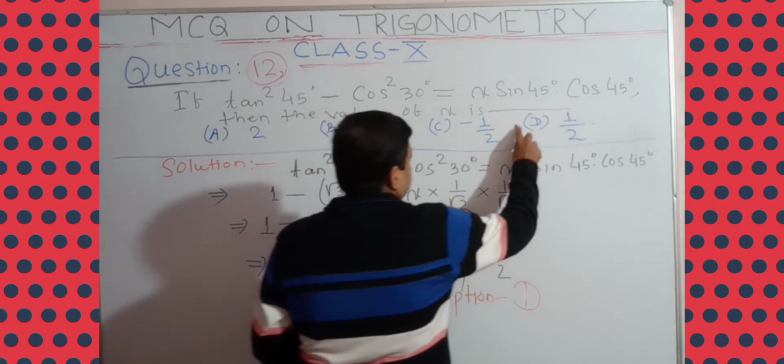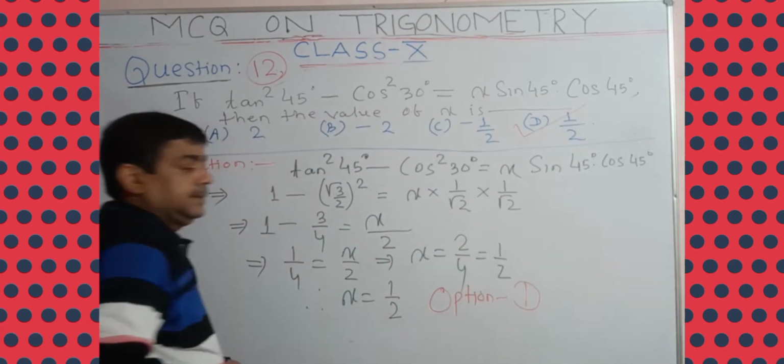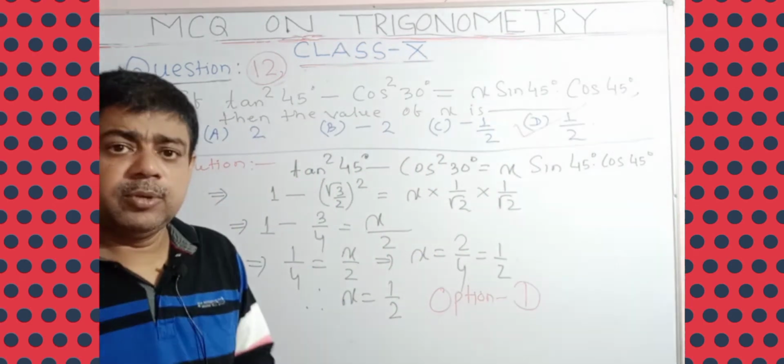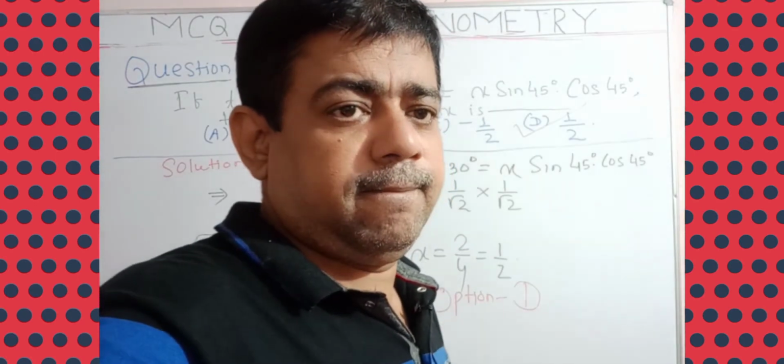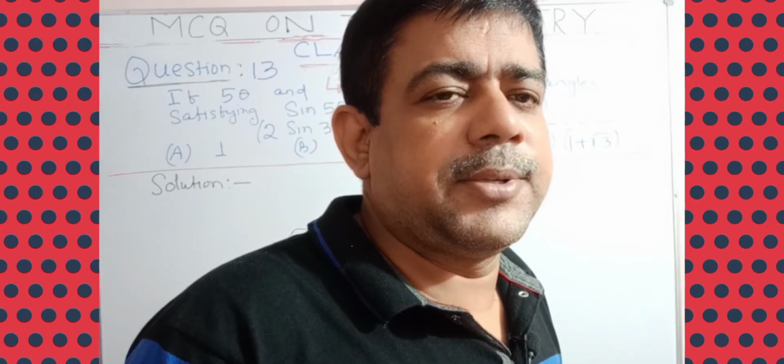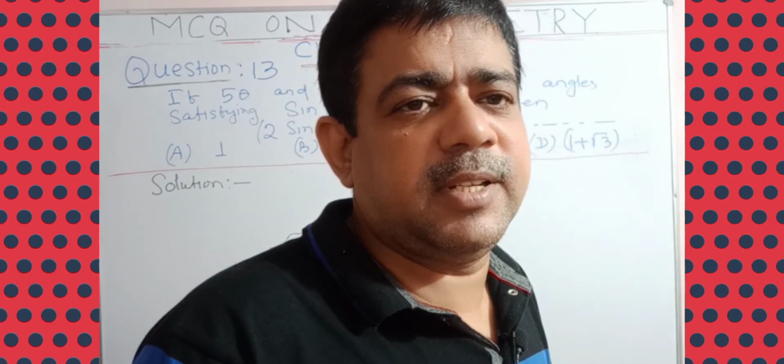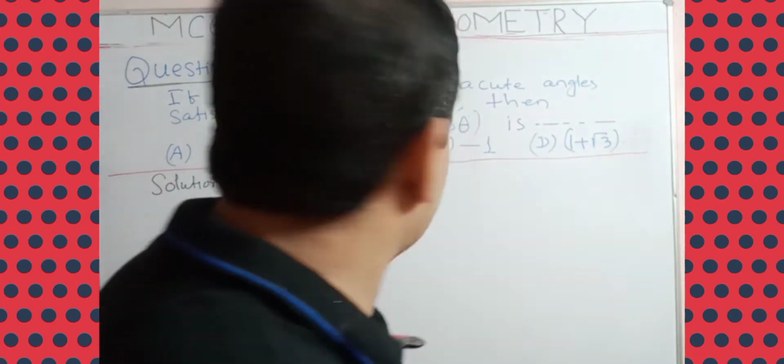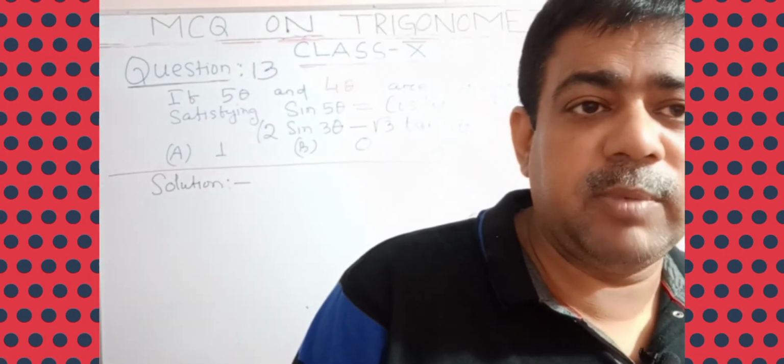Option D is the correct option, 1 upon 2. Okay, understand? Okay, all of you. So, next question is question number 13. Sorry, we are discussing question number 13.